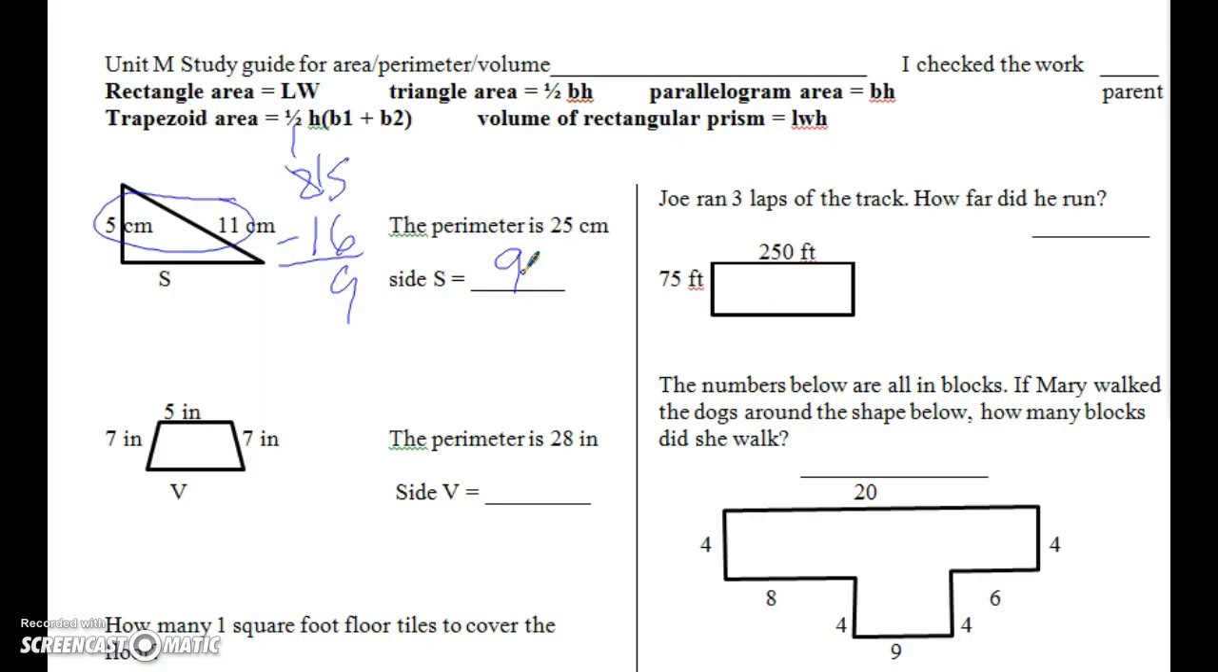Same kind of thing happening down here on the trapezoid. Add up the other sides, so I got 7 plus 7 is 14 plus 5 is 19. Take that away from 28. And again, I'm going to have 9.